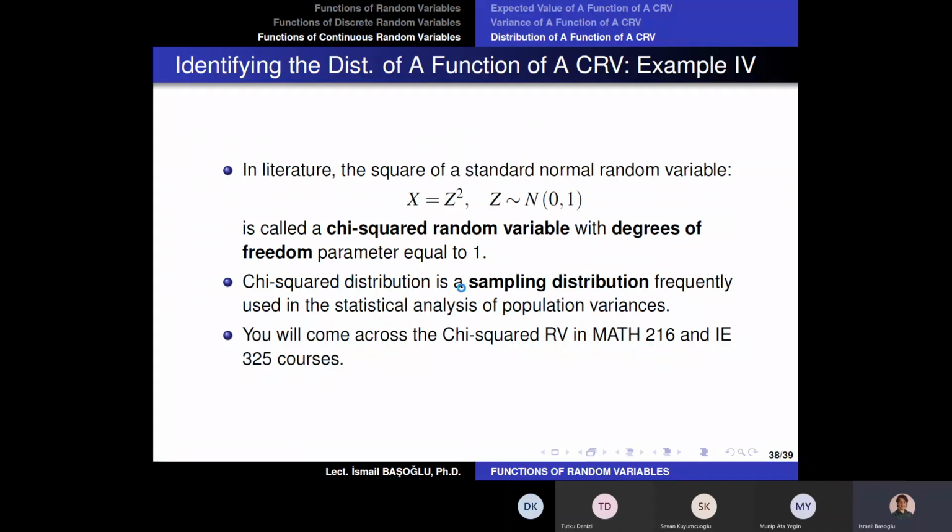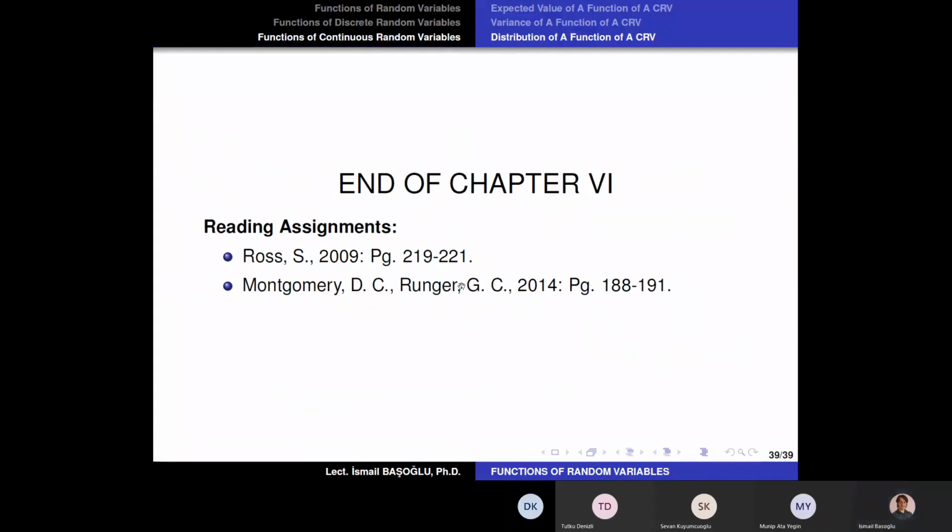Okay, so this is the end of this chapter, my friends. This is one of the shortest chapters. Please do your readings. Your readings are very short in this chapter as well.